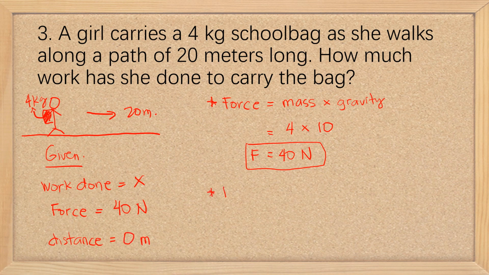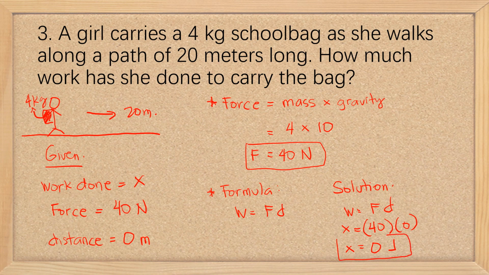So our formula here, work is equal to force multiplied by distance. So our solution here, work is equal to force multiplied by distance. Force is 40 and distance is 0, so that will be 0 joules. So this will be our answer here. So how much work? The answer is 0 joules, or no work done at all.